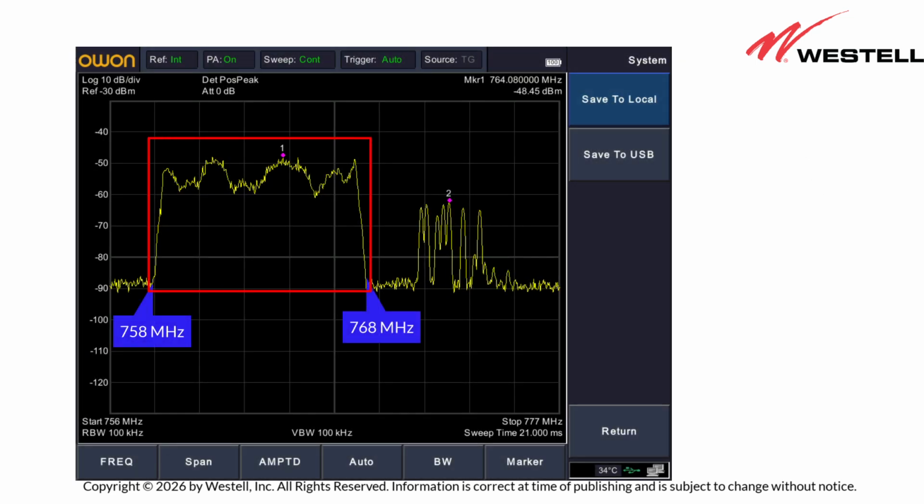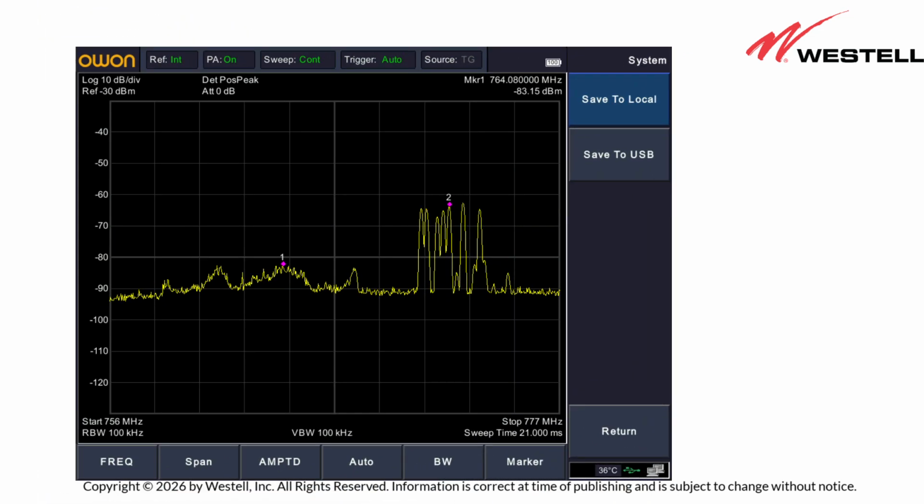Nationwide, it is between 758 MHz and 768 MHz. Just above those frequencies are the narrowband first responder channels, ranging from 769 MHz to 775 MHz. Let's input all of this RF into a Westel band 14 filter. And this is what is coming out.